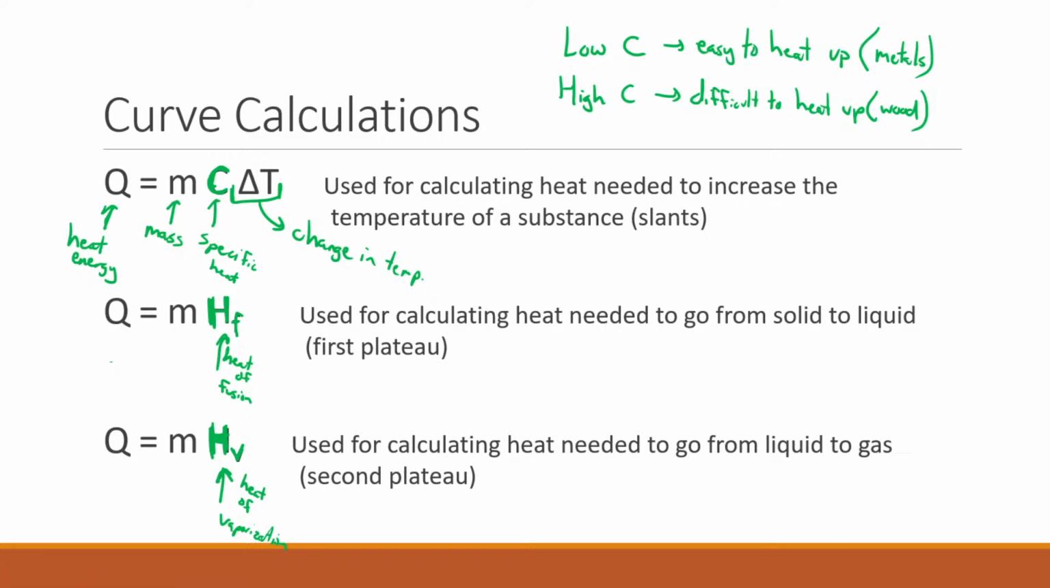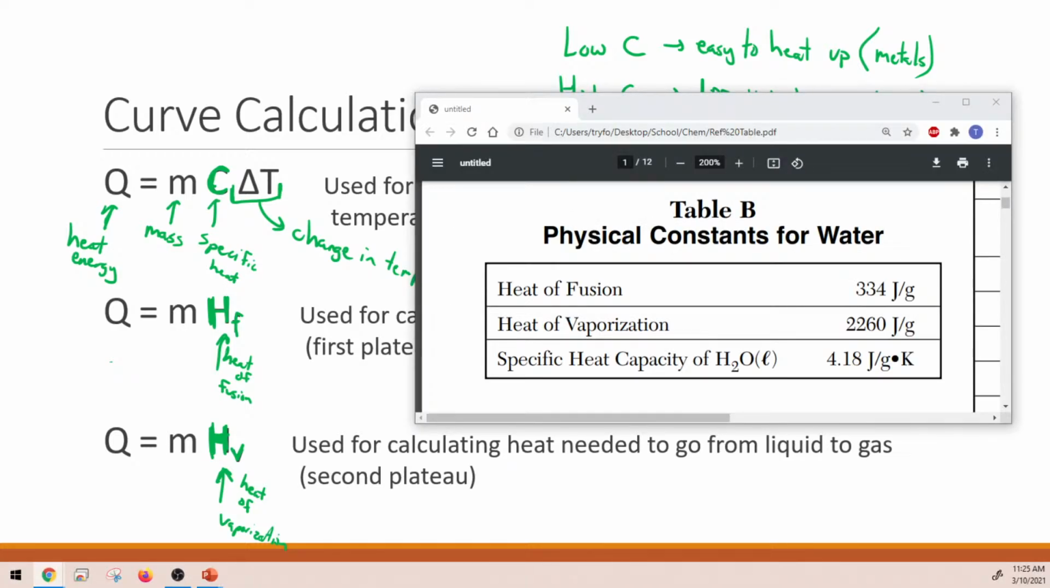The only time that is not true is when we're talking about water, in which case we have table B. Table B gives you heat of fusion, HF, heat of vaporization, HV, and specific heat, C, for water. So you can always look up those values and pull them in when you need to. Every other substance is either going to be given to you in the text of the problem, or it will be the thing you are solving for.